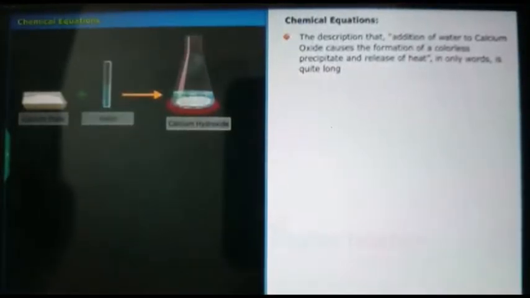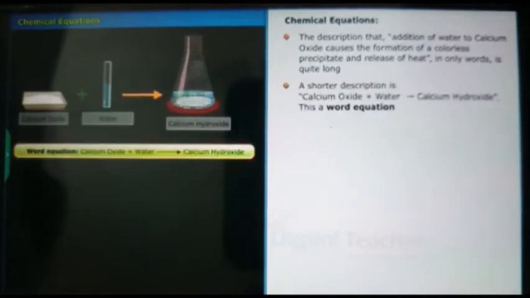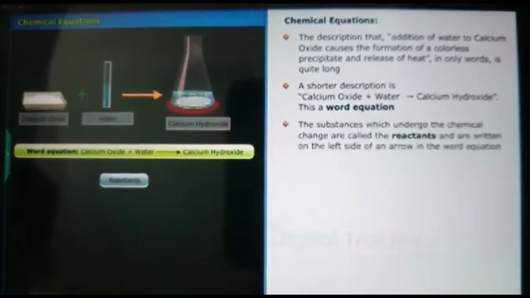The description that addition of water to calcium oxide causes the formation of a colorless precipitate and release of heat is quite long. A shorter description is calcium oxide plus water gives calcium hydroxide. This is a word equation.